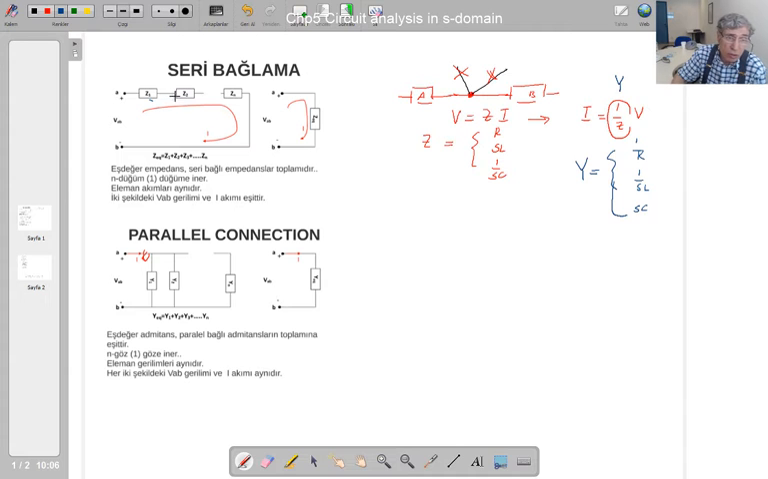So how are we going to add this? I'll tell you the properties of serial connection here. Written in English, but I can transfer it to Turkish. So the equivalent impedance is the sum of the serially connected impedances. So that is it. How are we going to find that?